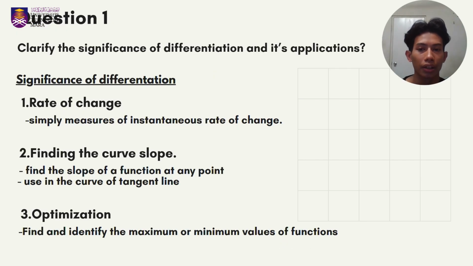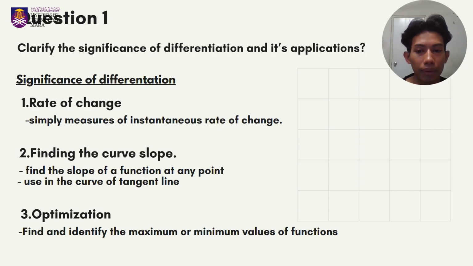For question 1, clarify the significance of differentiation and its application. For the significance, differentiation is important in rate of change because it can measure the instantaneous rate of change. Next, differentiation can be used for finding the curve slope, whereas differentiation can find the slope of a function at any point and can be used in the curve of the tangent line.